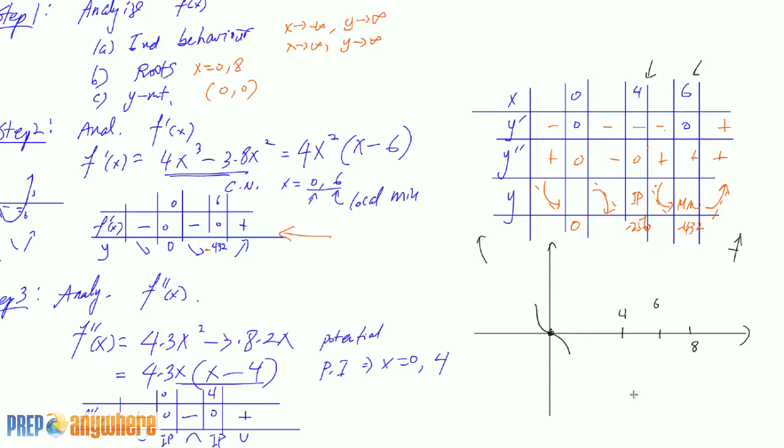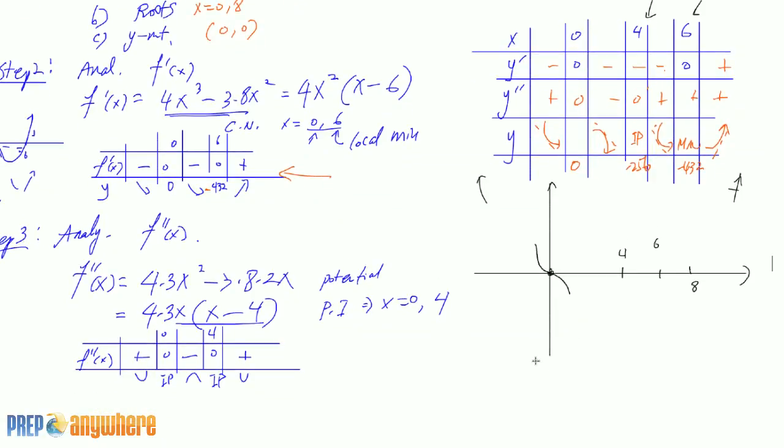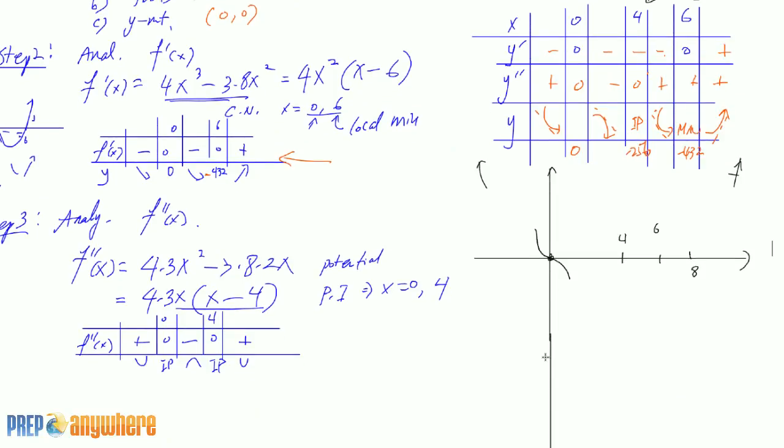And at 4 and negative 256, I can't draw this to scale, obviously. So let's just say around there is negative 256. So it's going to go down, and it's going to change concavity there. And at 6, it's going down to the minimum value of negative 432, and then it goes up all the way really sharply up to 8, like that.